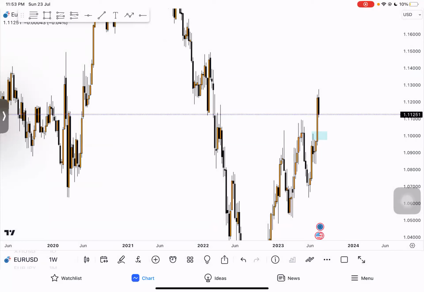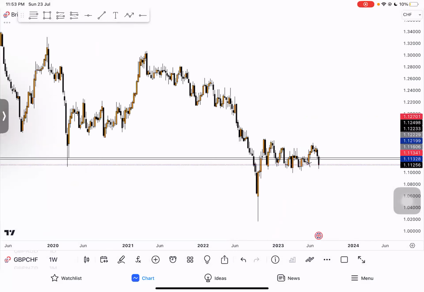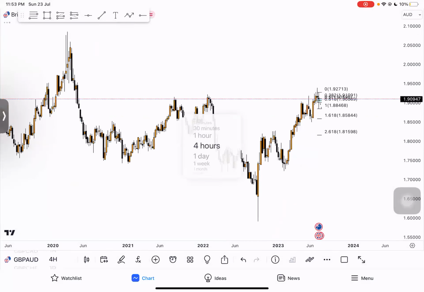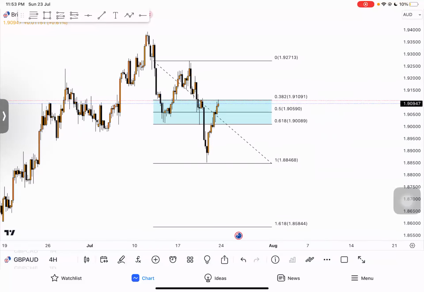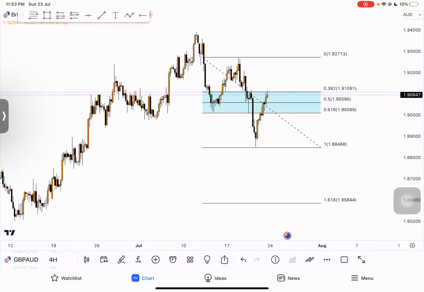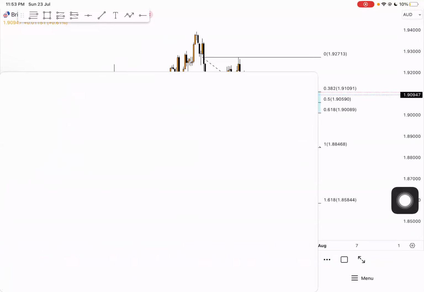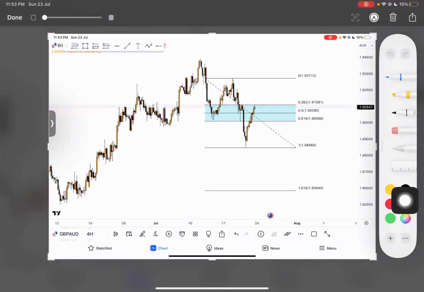Sorry, going back to GA, where should we cut if we keep buying for GA? For GA, you can take a Fibonacci from the previous lower high to the lower low. If you break this level, which is 1.91091 on H4, you can cut loss.